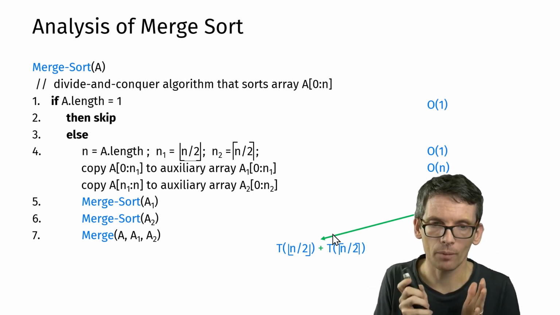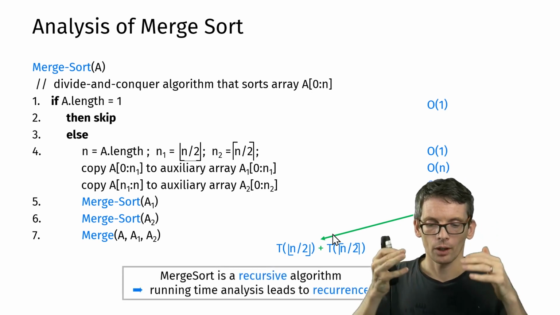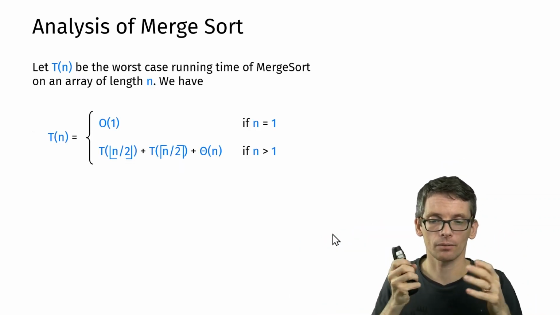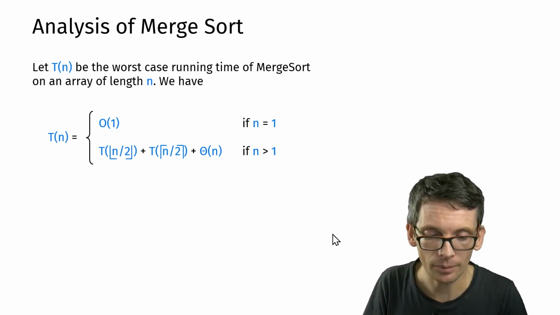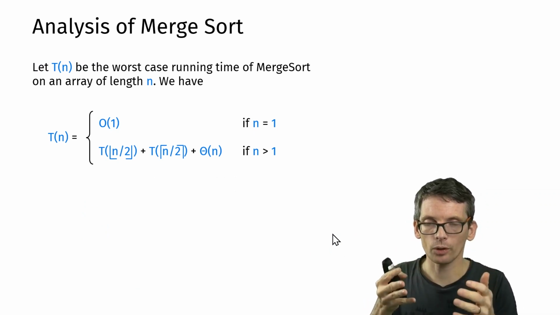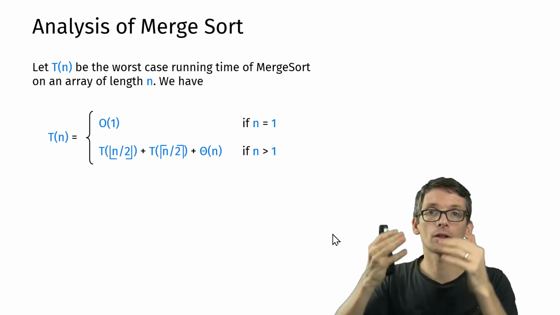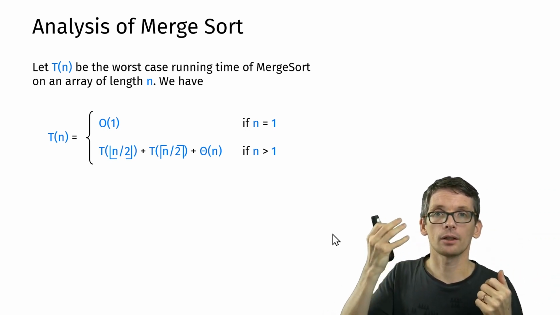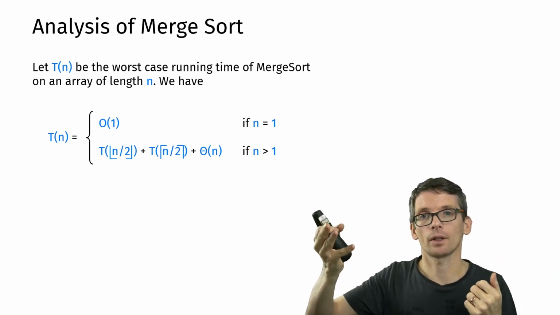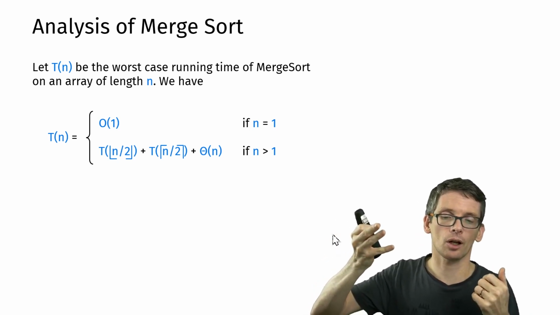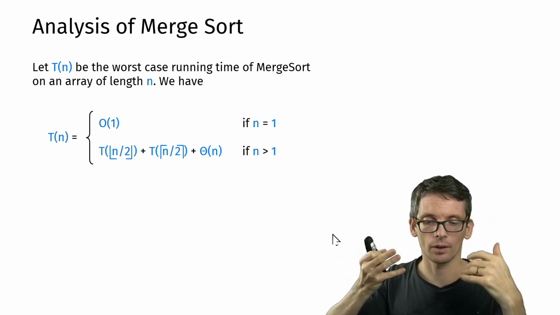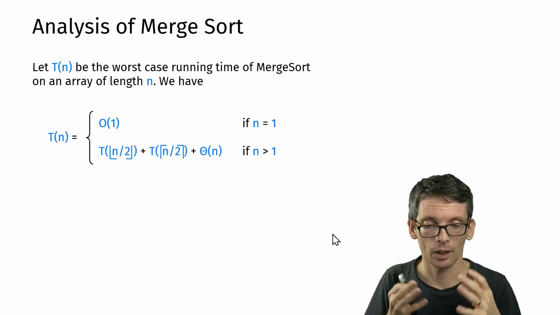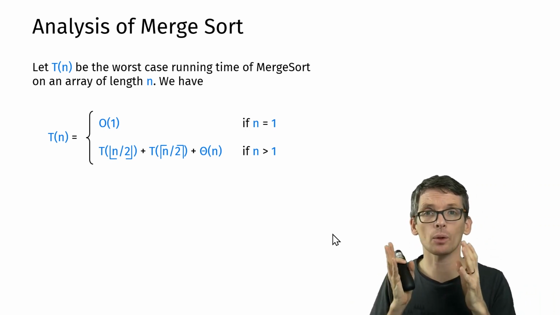So when we have a recursive algorithm like merge sort, the running time analysis leads to a recursion or recurrence, meaning an equation like this. So the worst case running time of merge sort, T of n, is constant if n is 1, so that's the base case. But it's the running time on A1, which is T of n half rounded down, plus the running time on A2, which is T of n half rounded up, plus the linear amount for copying and merging, if n is larger than 1. So this is a recurrence.